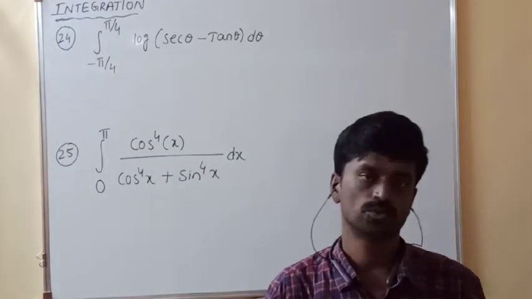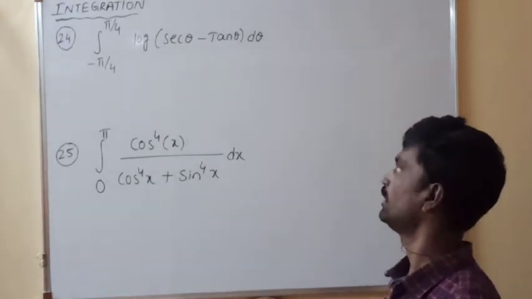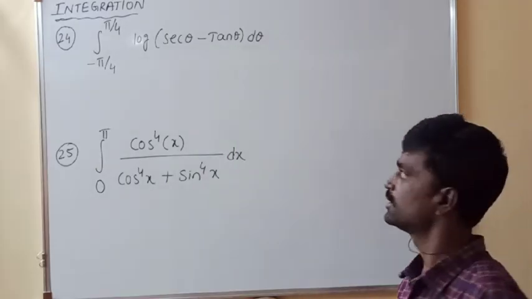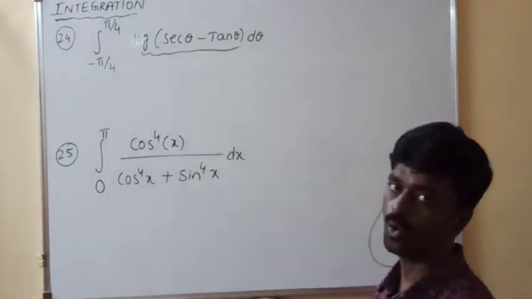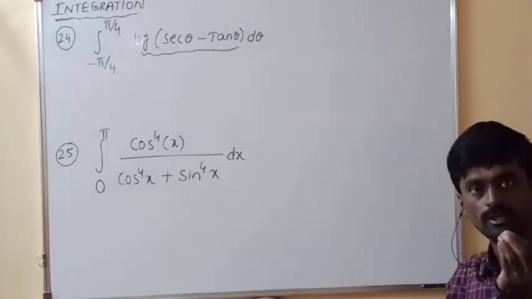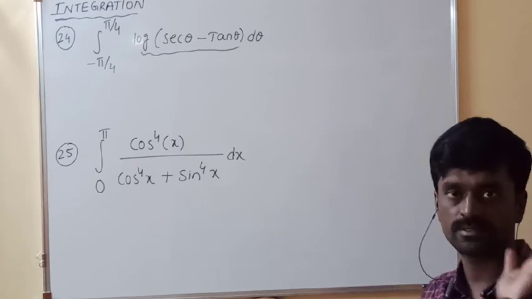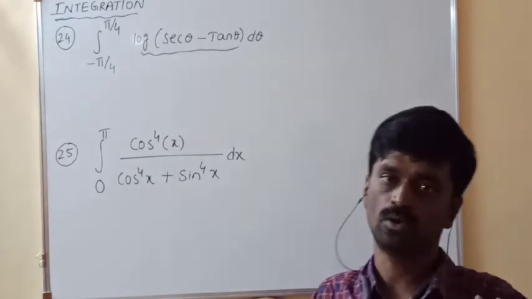So look at the next two problems. Integral minus pi by 4 to pi by 4 log of secant theta minus tan theta. First you have to check whether this function is an even function or an odd function. How do we come to know? If you replace theta by minus theta, if the function remains the same, it is even. If the function changes by its sign, it is odd.